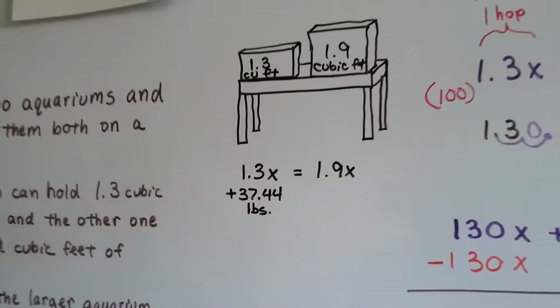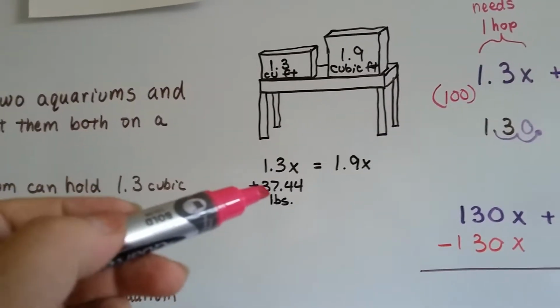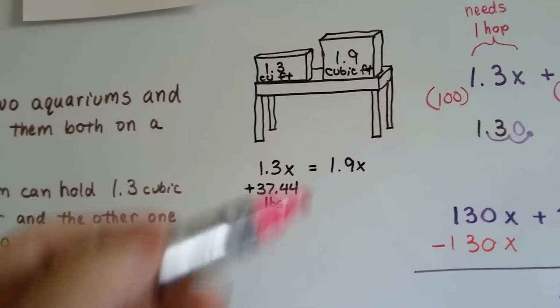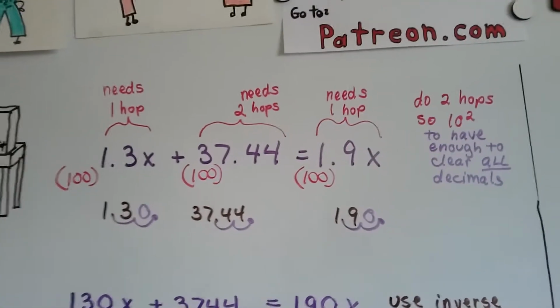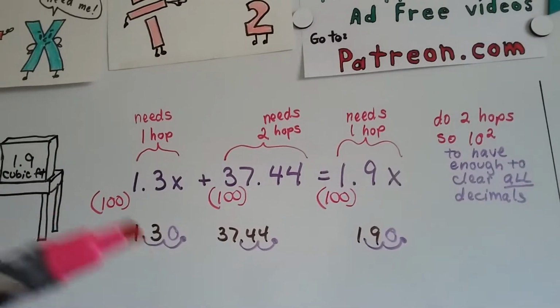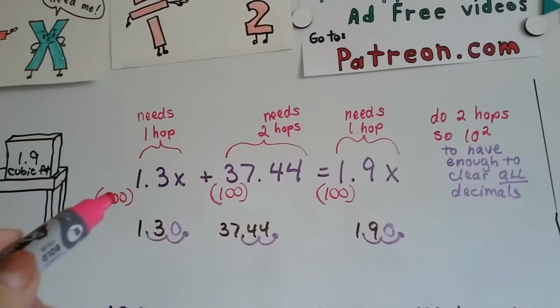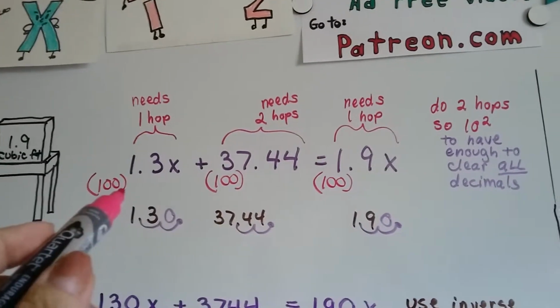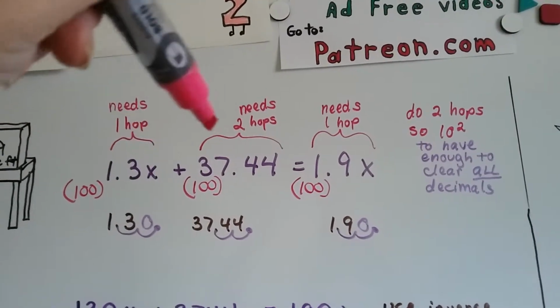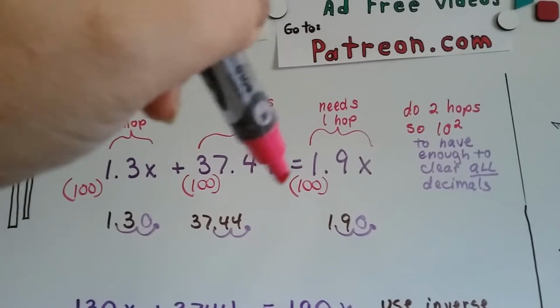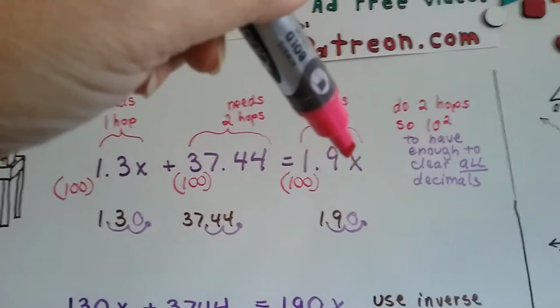So now we have our equation. We have 1.3x plus 37.44 equals 1.9x. We write our equation, and we need to multiply it by a power of 10 to remove these decimal points. Every single term has got a decimal point. This one needs 1 hop to get rid of that 1 decimal point. This one needs 2 to get rid of it, and this one needs 1 hop.